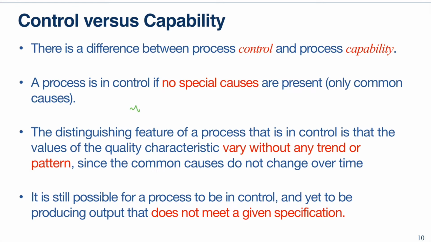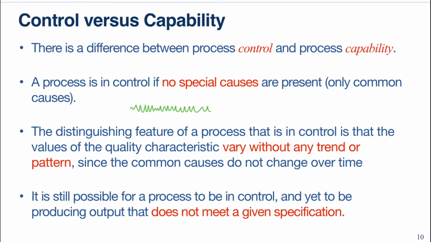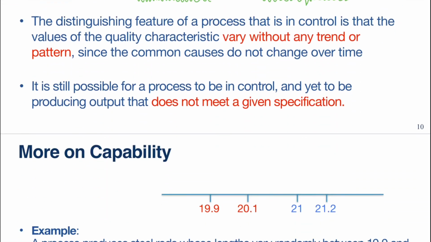For example, if we are measuring some diameter and we have a special cause, special cause means that when we are measuring, there is something sticking out of the standard variability that we normally see in our system. But it is still possible to look like this, to be in control, but to not meet the given specification. Let's have an example.